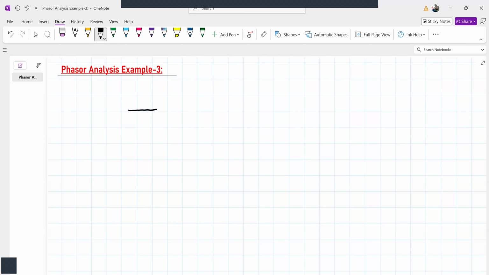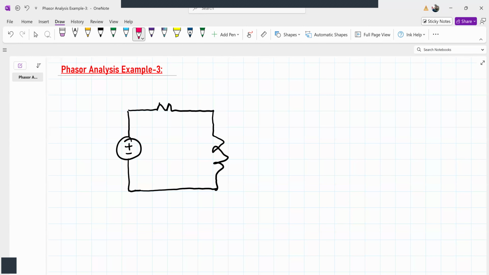Suppose we have a simple RL circuit. Here R is 4 ohm. Inductance is 0.2 Henry. And voltage Vs is 20 sine 10t plus 30 degrees volts. Our goal is to find the voltage across this inductor and the current flowing through this circuit.